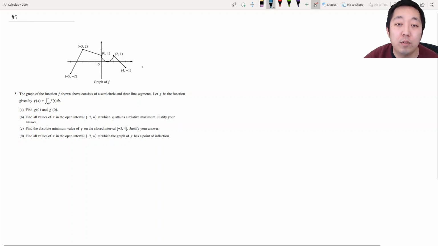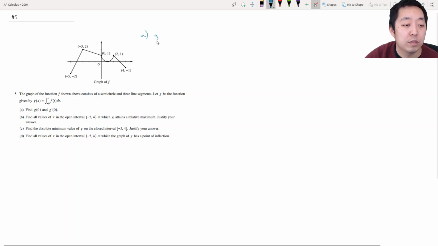We're continuing with the AP Calculus 2004 free response questions, and we're looking at number 5 here. The graph of the function f, shown above, consists of a semicircle and 3 line segments. Let g be the function given by this. Find g of 0 and g prime of 0.